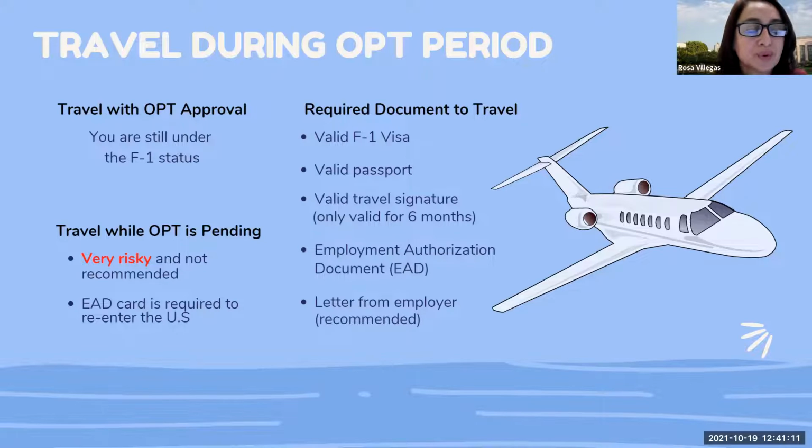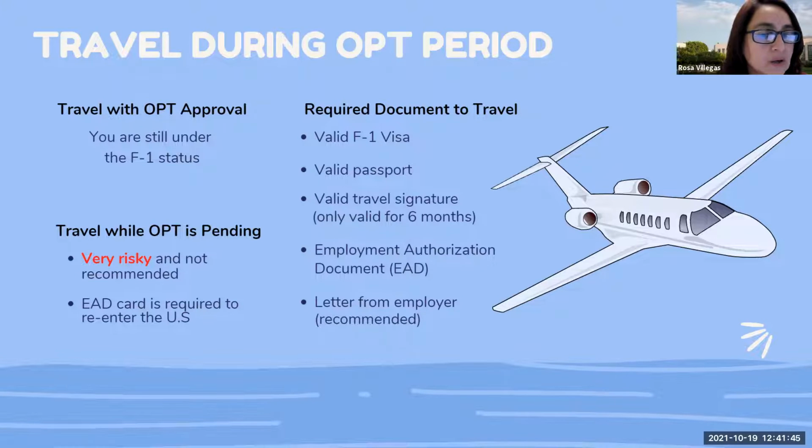Once you're approved for OPT, if you want to go visit your family, again, same travel requirements that you have while you are a student. Your visa must be valid to enter the US. You must have a valid passport. The travel signature, and this is something that you will have to keep in mind, is only valid for 6 months. When you're a student, the travel signature on the second page is valid for 1 year, but it changes to 6 months when you're an OPT student.